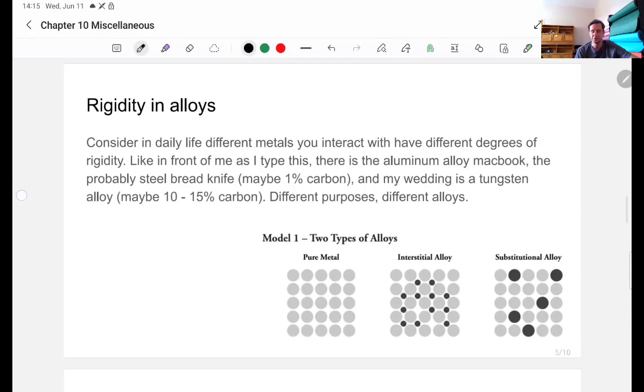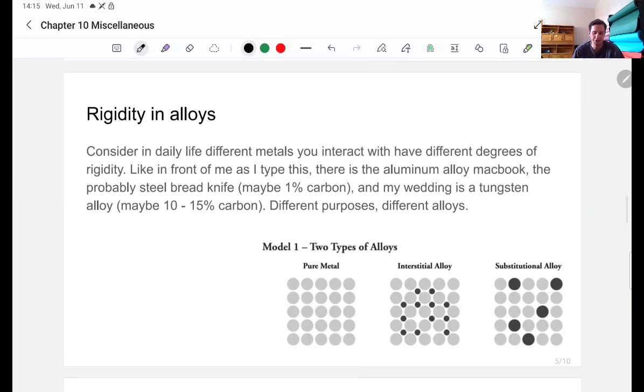Also consider the functionality of that in daily life. As I'm talking right now, in front of me there's an aluminum alloy MacBook. Okay, so here's the MacBook. I also have a bread knife, which isn't in front of me, but that's probably a steel bread knife. If you took a knife from the side, you can typically bend it, like a long bread knife. It has some give to it. It's maybe 1% carbon.